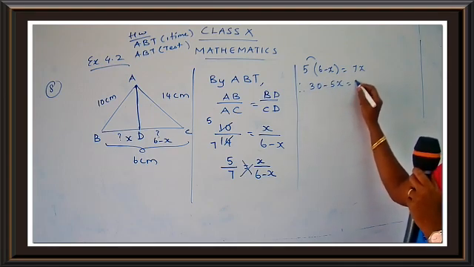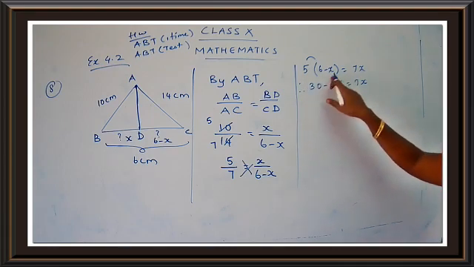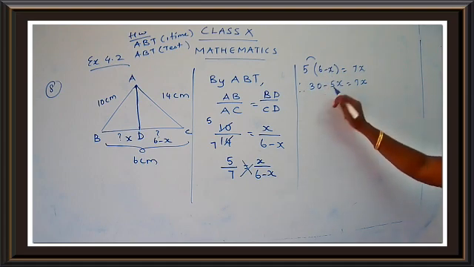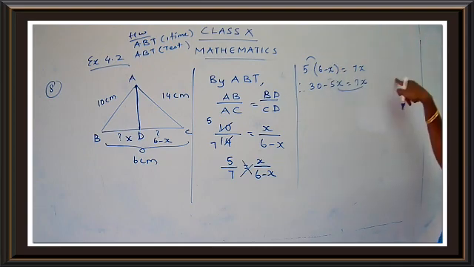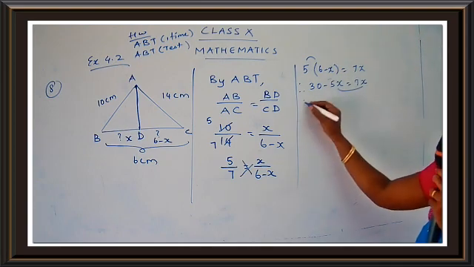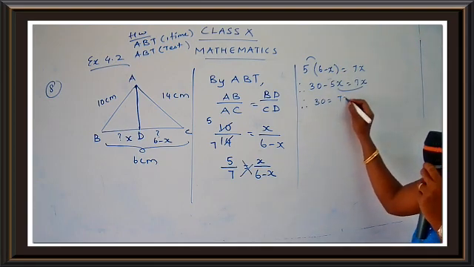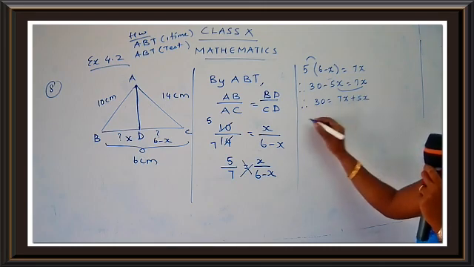Minus 5X is equal to 7X. 5 into X, 5X, you have to have a minus sign. So take this minus 5X to this side. So minus 5X, when it goes to the RHS, it will become plus 5X. So therefore, 30 is equal to 7x plus 5x.